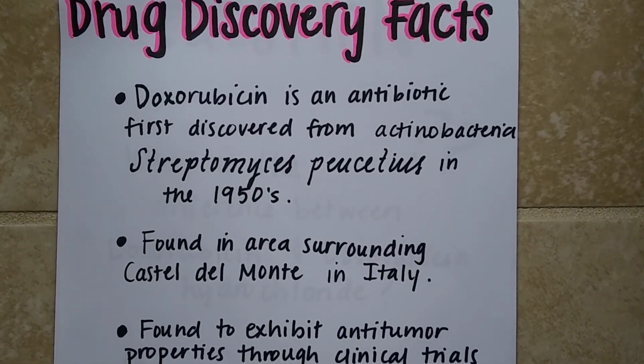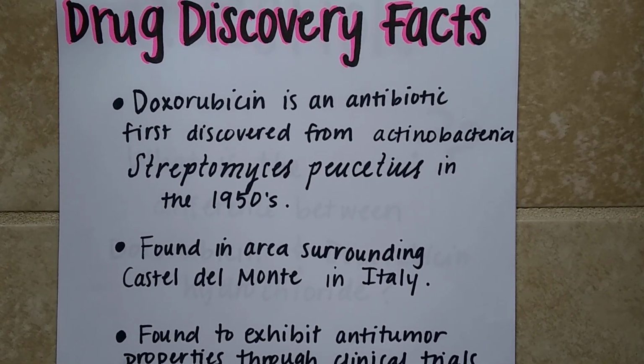So some drug discovery facts that I came across. Doxorubicin is an antibiotic, and it was first discovered from actinobacteria, the Streptomyces paucidius strain in the 1950s. It was found in an area surrounding Castel de Monte, which is a 13th century castle in Italy.